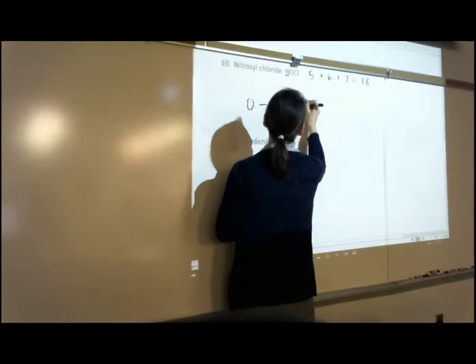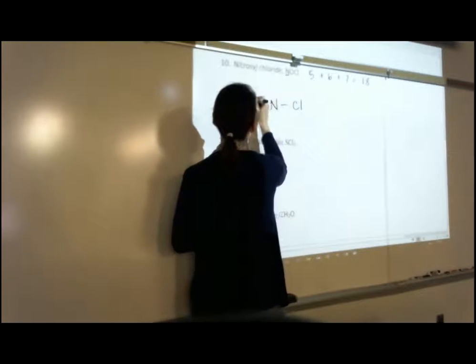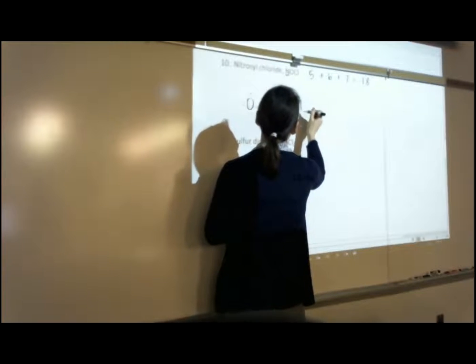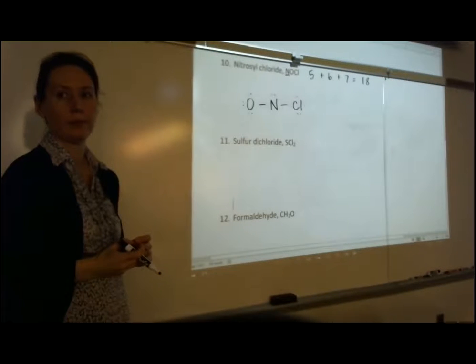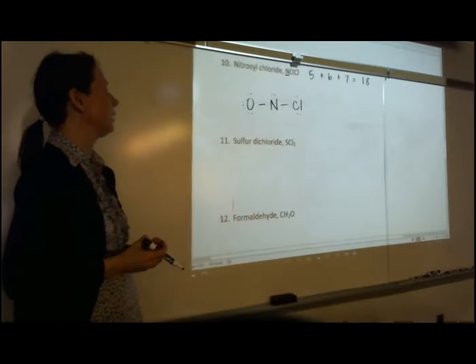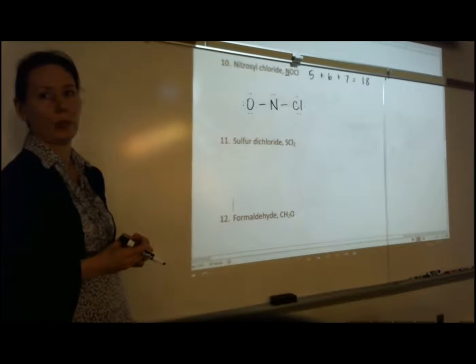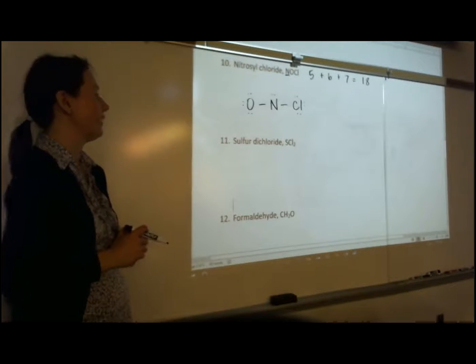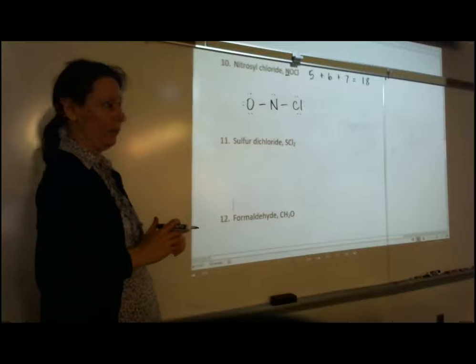O and Cl. All right, so 2, 4, 6, 8, 10, 12, 14, 16, 18. Do we agree? That uses up all 18 electrons. Now I need to evaluate my Lewis structure, right? Make sure everybody's satisfied in terms of the octet rule. Is everybody satisfied here? What's wrong? Nitrogen needs an octet, and so how can I do that?